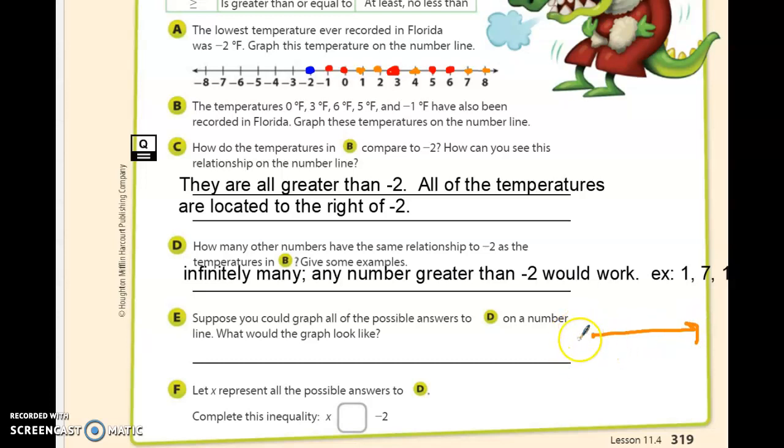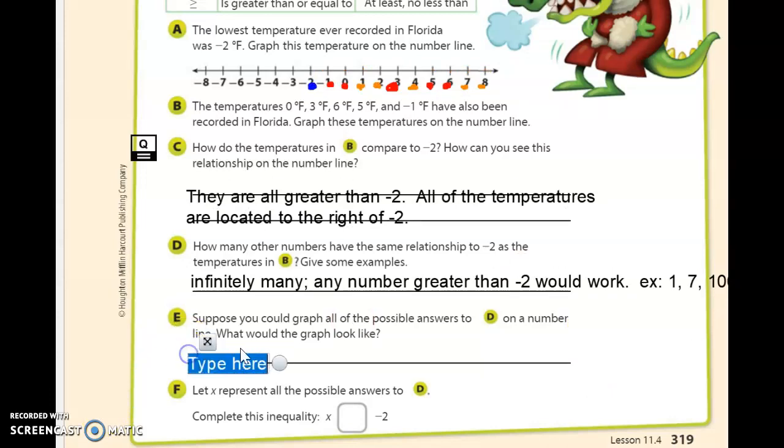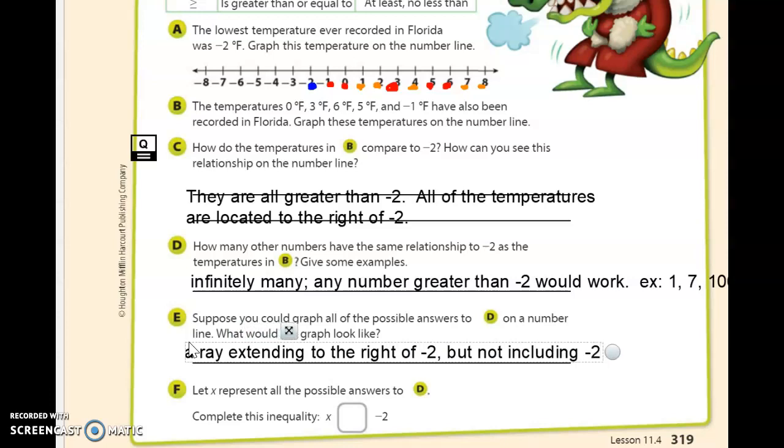And that's what that arrow is going to tell us, that it's going to go on forever and ever. But it's not going to include -2 because -2 isn't bigger than -2, right? So we're going to say, what would it look like? It would look like a ray extending to the right of -2, but not including -2. Because again, it's saying which are greater than -2, and -2 isn't greater than itself.